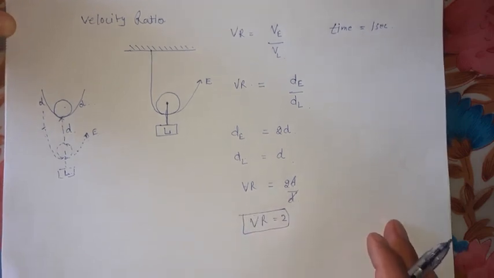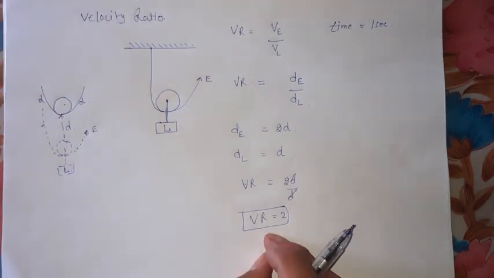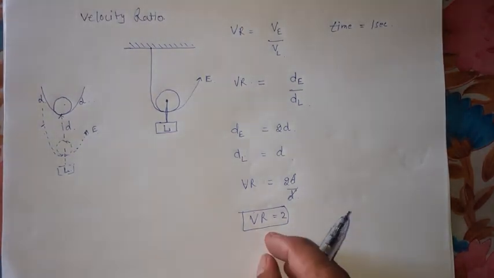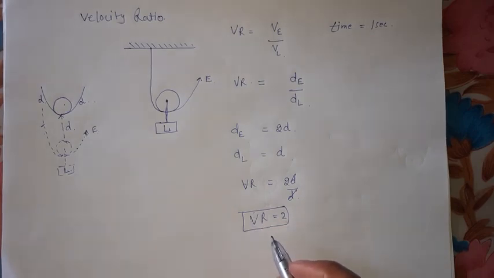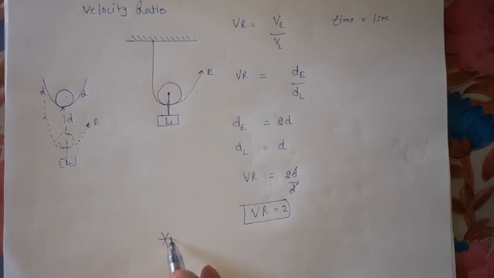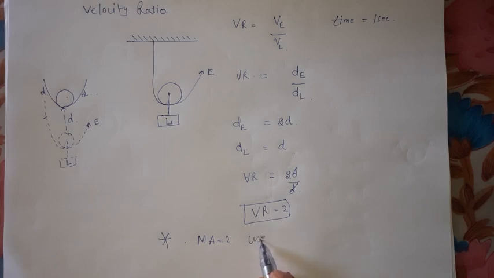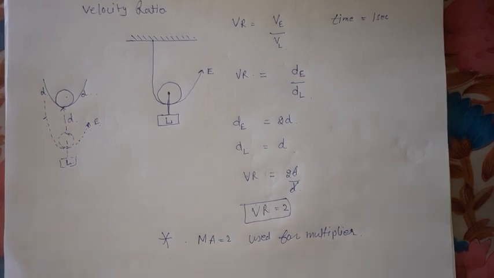Okay, so we get that this movable pulley has its velocity ratio equal to 2. And we know for what purpose we use this. When the mechanical advantage is equal to 2, that is, greater than 1, it is used as a force multiplier. At once recall your previous experiences regarding the lever. So mechanical advantage greater than 1 means it is used as a force multiplier.